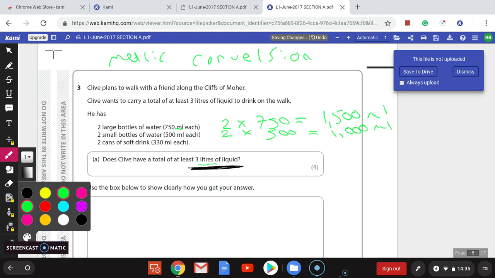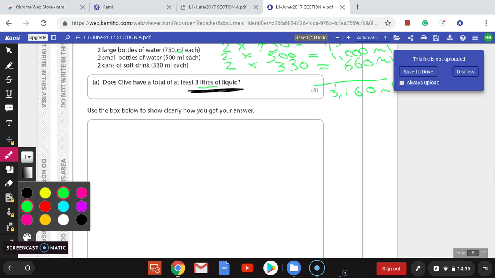Then we've got 2 bottles at 500ml each, which comes to 1,000ml. Then we've got 2 cans of soft drink of 330 each. So 2 300s is 600 and 2 30s is 60, so we've got 660ml. You need to then add all of those together. We end up with 60, carry the 1 over. So we should end up with 3,160 millilitres.